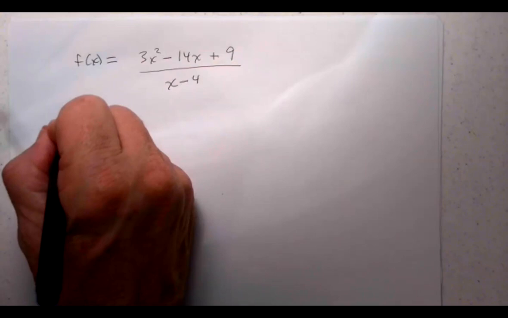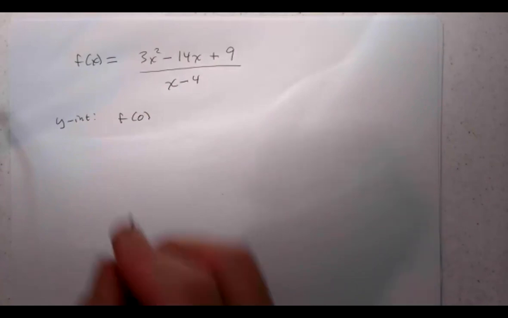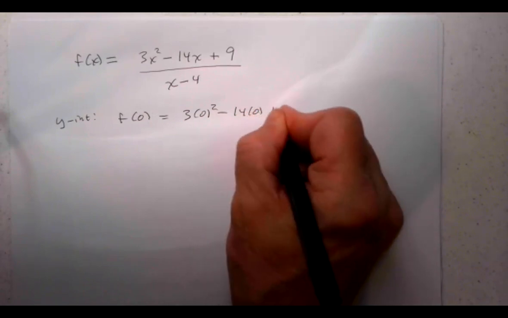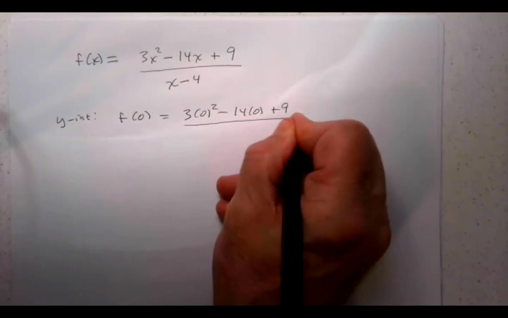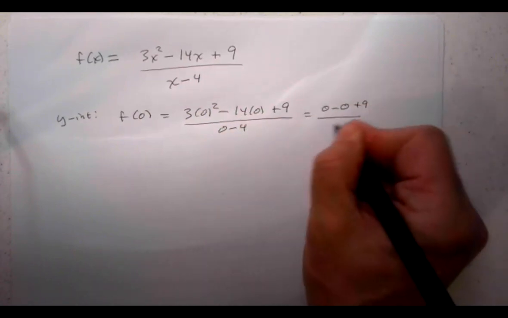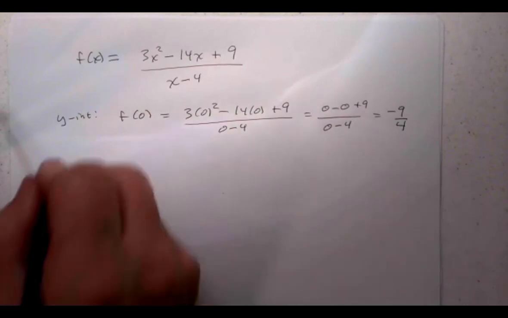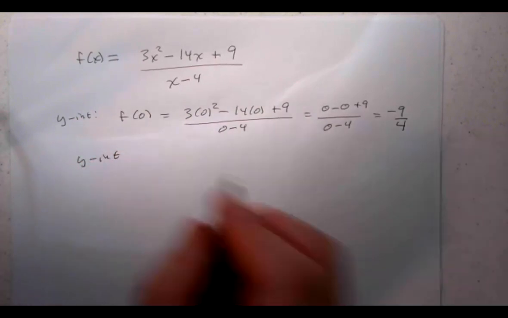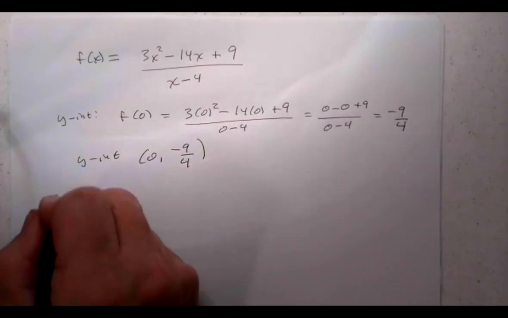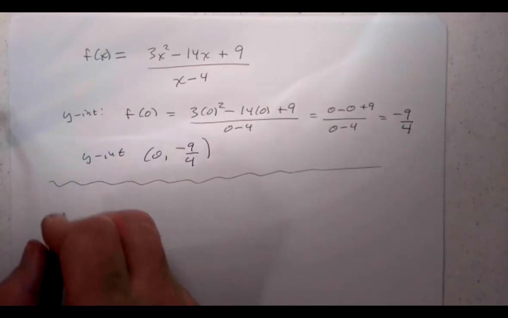If I want to get the y-intercept, all I do is plug in 0 for x and see what you get. If I plug in 0 for x, I get 3 times 0 squared minus 14 times 0 plus 9 over 0 minus 4, 0 minus 0 plus 9 over 0 minus 4, negative 9/4. So the y-intercept, x is 0 and y is negative 9/4, which is negative 2 1/4, I believe. To get the x-intercepts, I have to set y equal to 0.